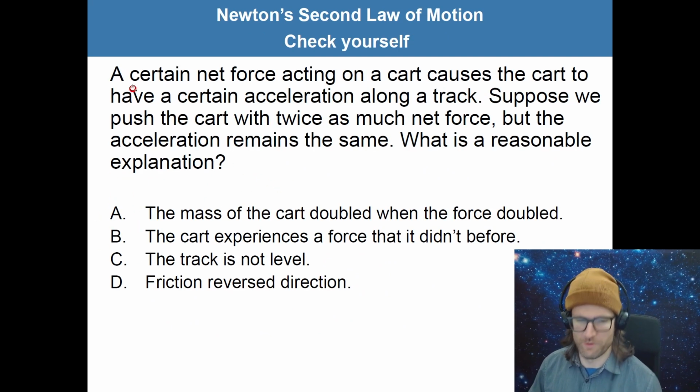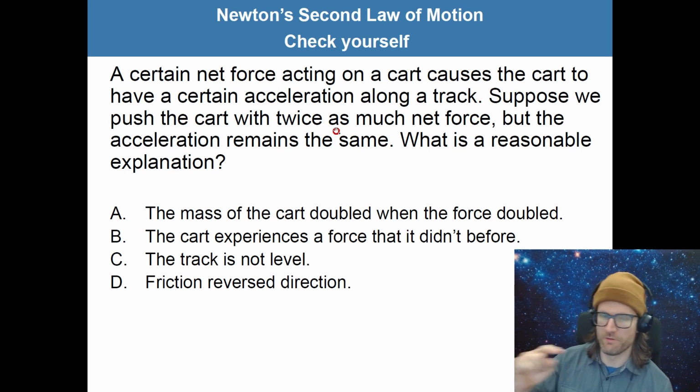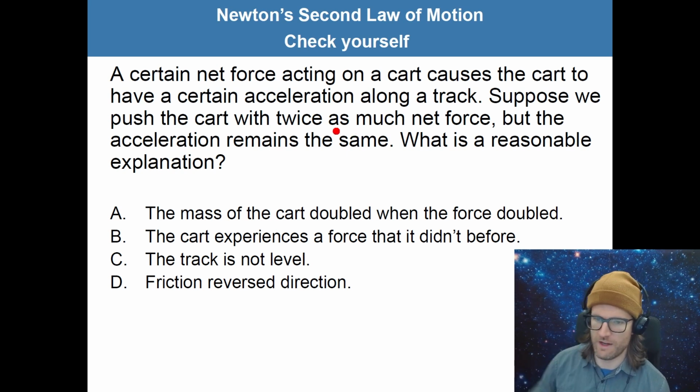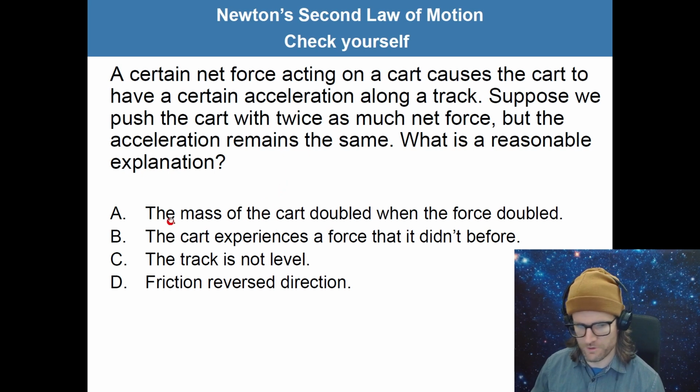All right, let's do another question. A certain net force acting on a cart causes the cart to have a certain acceleration along a track. Suppose we push the cart with twice as much net force, but the acceleration remains the same. What is a reasonable explanation? So we doubled the net force, but the acceleration remained the same. That meant mass had to go up as well. So the mass of the cart doubled when the force doubled. That's got to be the answer.